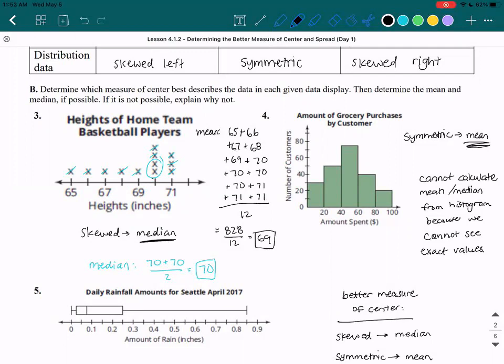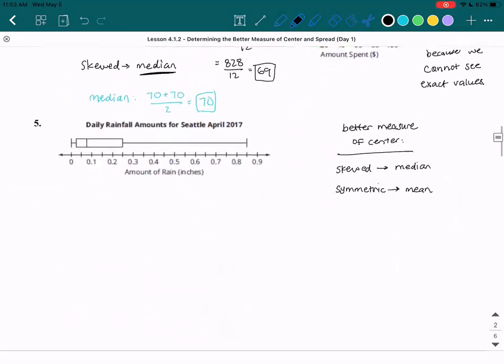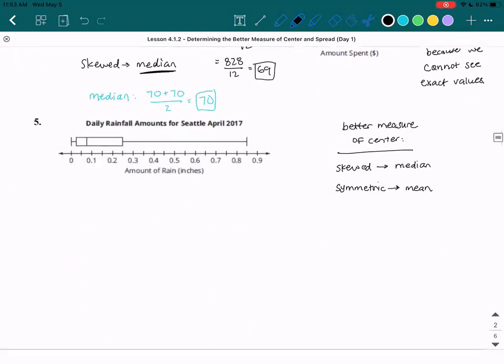So that's number 4. Please let me know if you have any questions. Otherwise, let's go on to number 5. Number 5, here we have a box and whisker plot. So let's see, is this skewed or is this symmetric? Look at this long tail. This is definitely skewed. This tail is so much longer than this one. Remember, 25% of the data is here, 25% of the data is here. That means there are so many data points stacked in this section, and they're all spread out in this section. So this is a skewed graph.